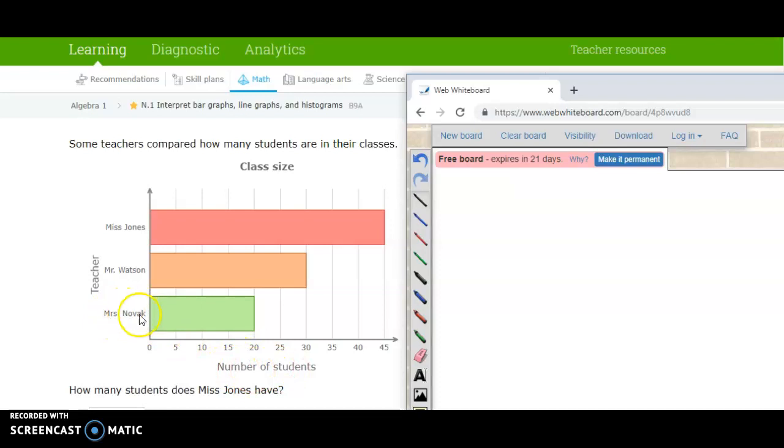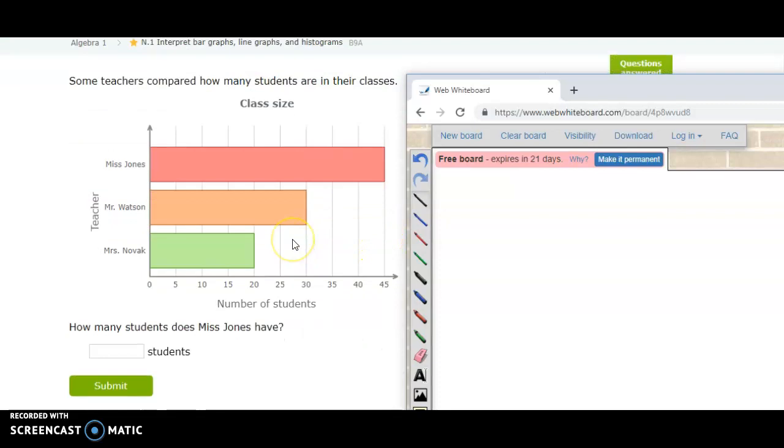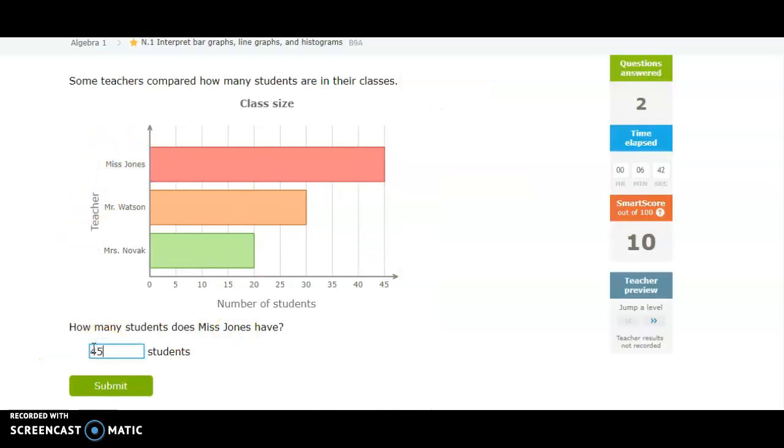So we can look at Mrs. Novak. She had 20 students. Mr. Watson had 30 students. Mrs. Jones had 45 students. So as you scroll down to the question, it says, how many students does Mrs. Jones have? So we're going to narrow in on Mrs. Jones and determine how many students she had. So you go back up to your graph. Mrs. Jones had 45 students.